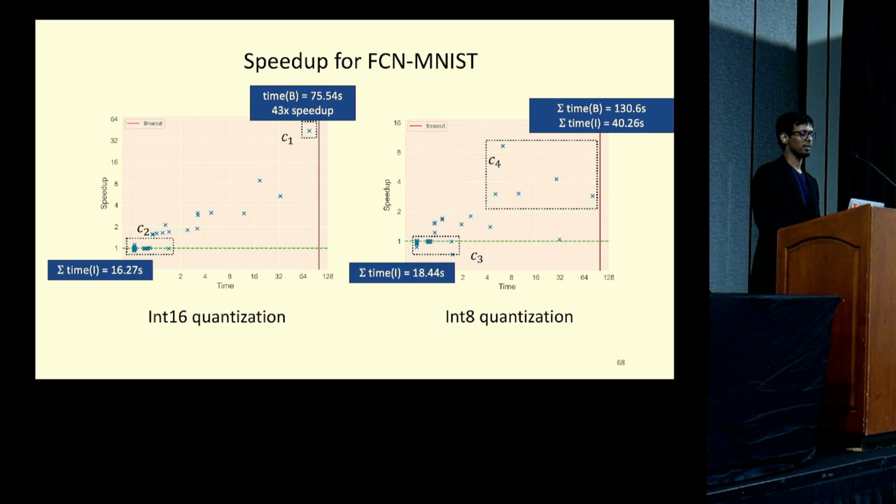For example, again, box C4 contains these hard to verify properties, where we get significant speedup, and box C3 shows some properties where we do have slowdown, but again, it doesn't matter much in aggregation because they take less total time.